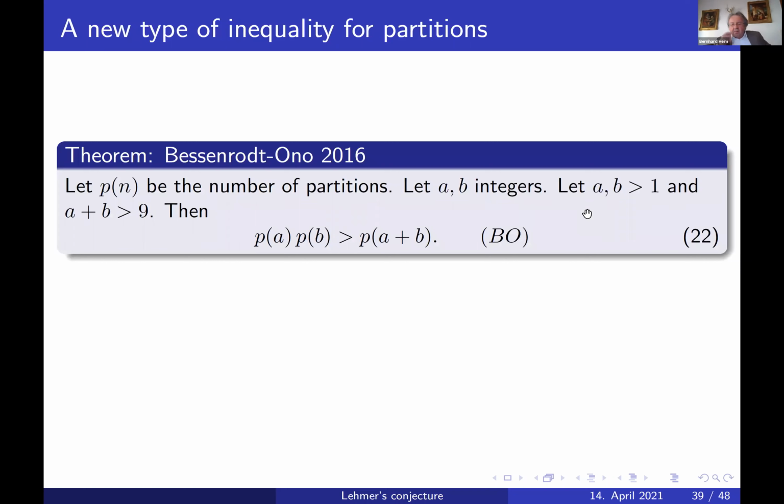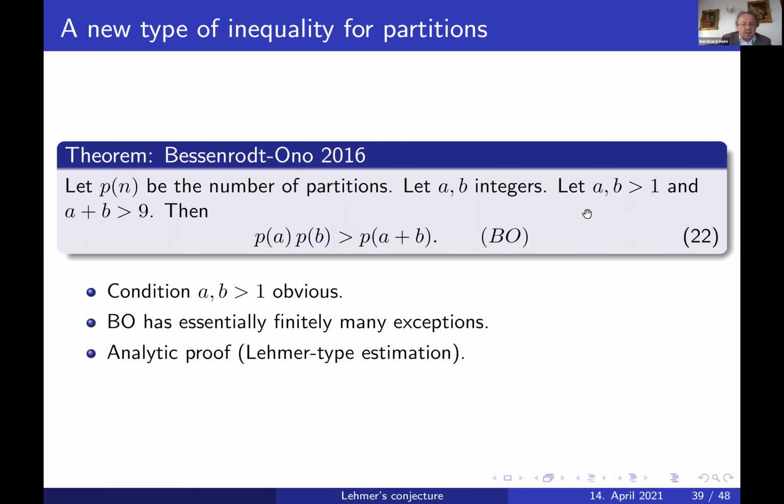Okay, now I come to the last chapter. Bessenrodt-Ono came up in 2016, I would say, with a very surprising small paper. It looked very innocent, but they proved some multiplicative property on the left side and some additive thing on the right side for partition numbers. And they came up with finitely many exceptions, of course, with A and B having to be larger than 1, because otherwise you just multiply by 1 and add 1.